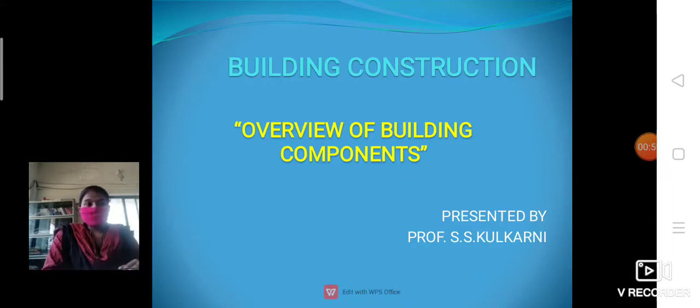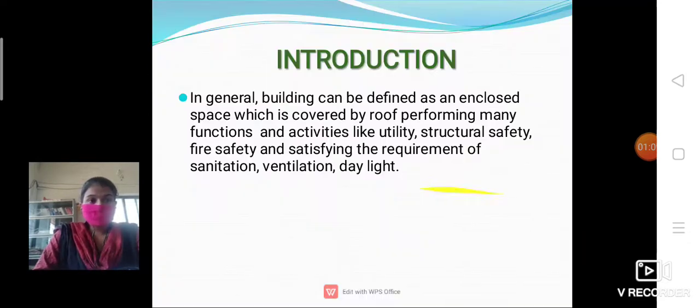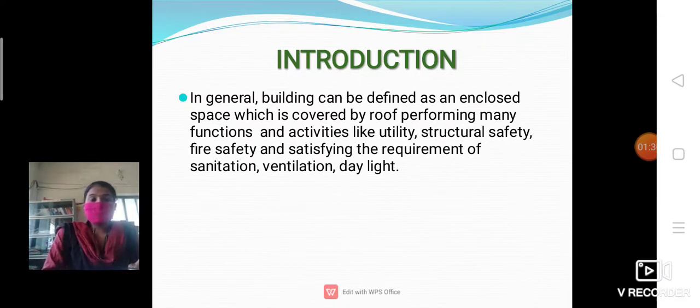In this first unit, we can learn the functions of building components. Means lintel, beam, column, etc. These are all known by using this unit. Next, this is the introduction. In general, a building can be defined as an enclosed space covered by a roof, performing many functions and activities like utility, structural safety, fire safety, and satisfying the requirements of sanitation, ventilation, and daylight. These are all understood by using this unit.